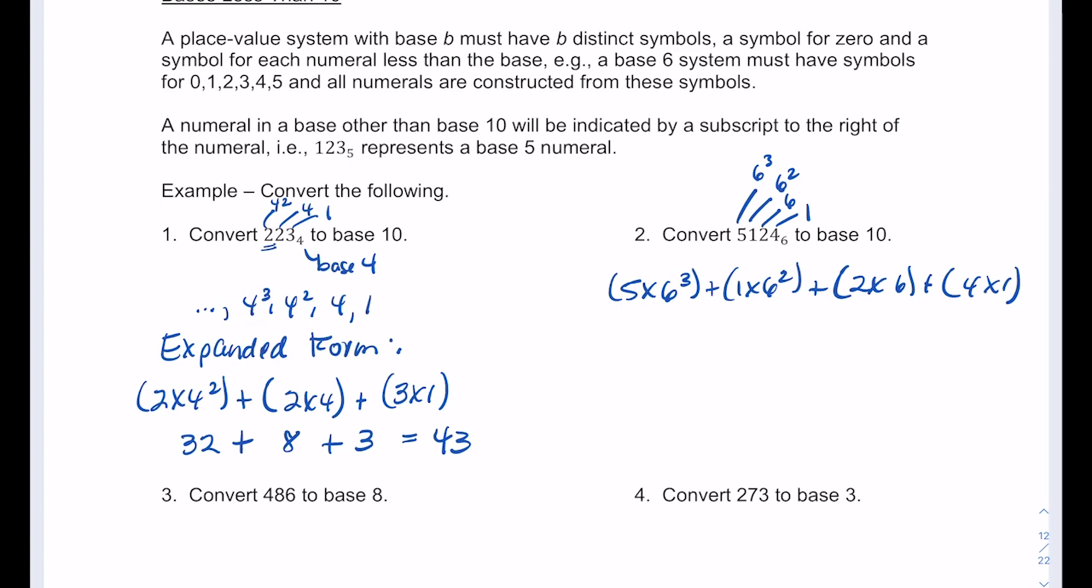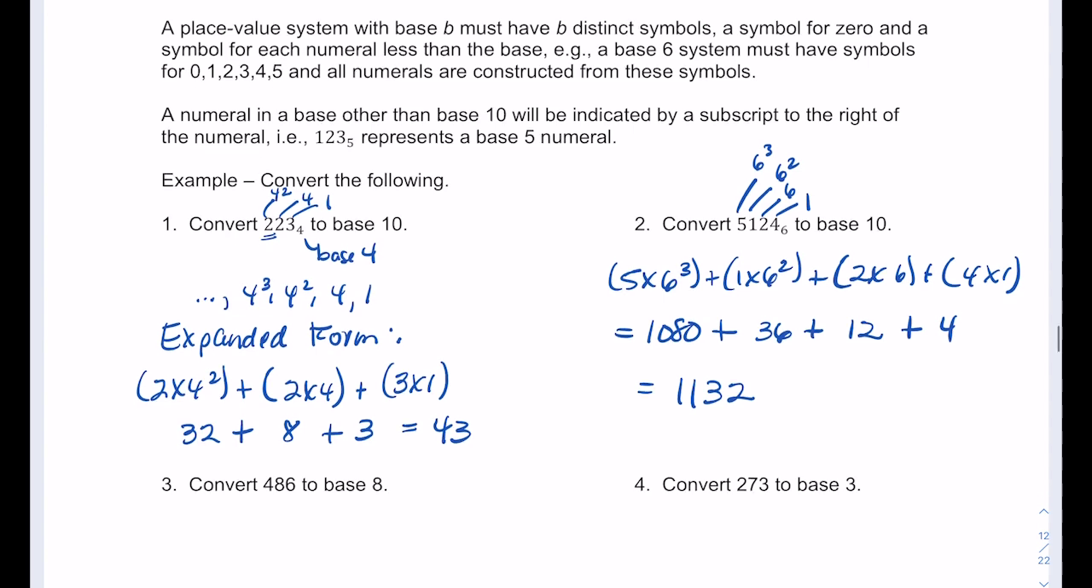And 5 times 6 to the third is equal to 1,080. 1 times 6 squared is 36, 2 times 6 is 12, 4 times 1 is 4, and if I add those together, I get 1,132, and that's in base 10. Notice for base 10, we don't have to put a subscript. It's just assumed that it is 10 if you don't see a subscript there. When we normally write numbers, we don't put these subscripts, because they are already in base 10.